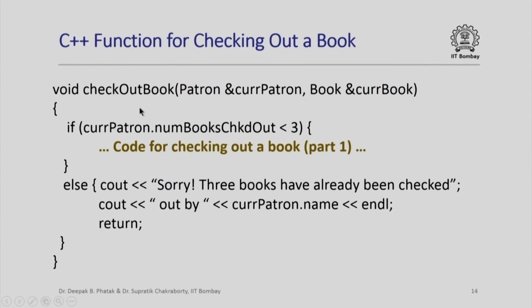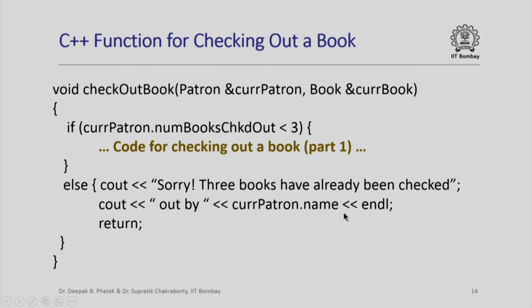So how does the code for the function checkout book look like? We are first going to check if the number of books checked out by current patron is less than 3. If so, we are going to proceed and try to see if current patron can check out current book. But if the number of books checked out by the current patron has already reached the number 3, then we have to print out an appropriate message saying, sorry, 3 books have already been checked out by the current patron.